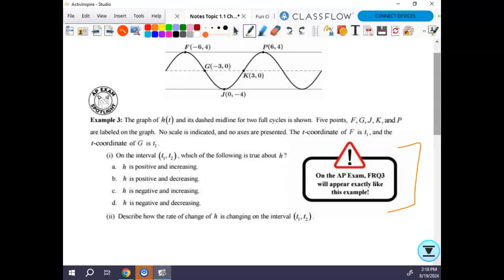Let's see. Because the numbers are already there, because this function and stuff, we don't even talk about that till second semester. But the stuff, the increasing, decreasing, all that stuff, we're talking about it now, so we can go ahead and look at it now. So let's read this. The graph of h of t, and its dashed midline. Okay, so what a midline actually is, we talk about officially next semester. But look at it. It's in the middle. It's not that hard to figure out what it's talking about. For 2 full cycles is shown.